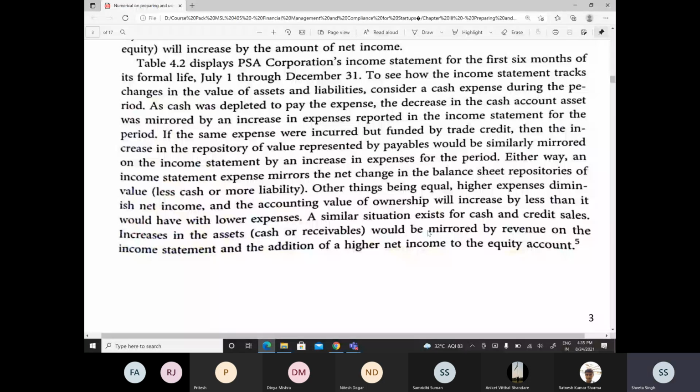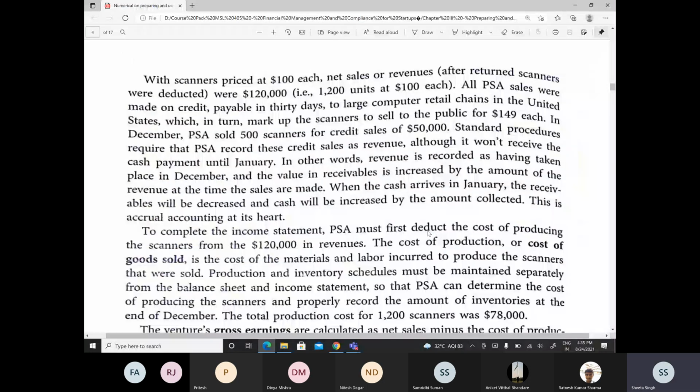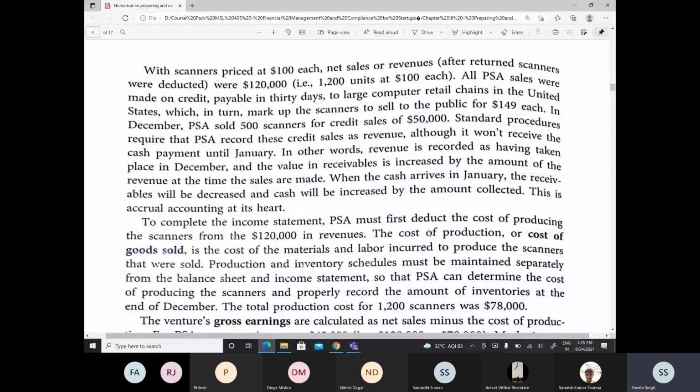Now let us look at the data that is given to us for the income or the P&L account. Scanners are priced at $100 each. Net sales or revenues after return scanners were deducted were $120,000. That is 1,200 units of scanners were sold at 100 each. All PSA sales were made on credit, payable in 30 days to large computer retail chains in the United States, which in turn mark up the scanners to sell to the public for 149 each.